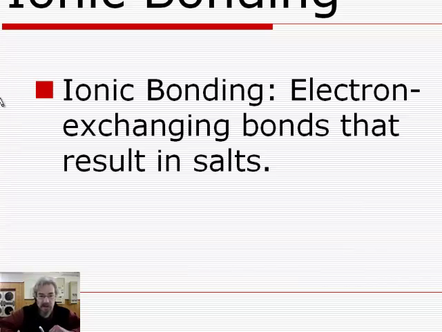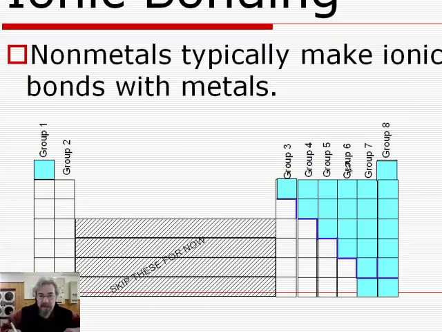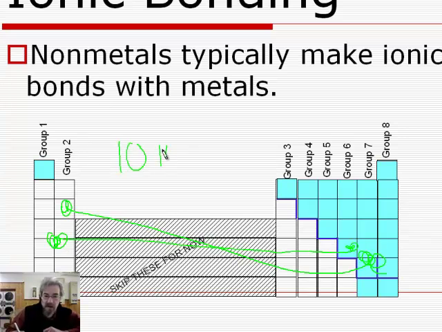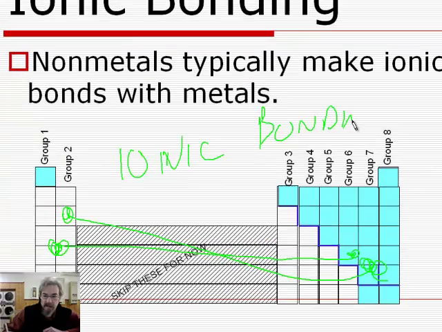Ionic bonding, on the other hand, is electron-exchanging bonds. Instead of sharing the electrons, one atom will give its electrons to the other atom, and that turns out to be advantageous, and it results in salts, or what we call ionic compounds. This typically happens when nonmetals make bonds with metals. So if we have bonding from an element over here with an element over here, that kind of bonding, that's what we call ionic bonding.